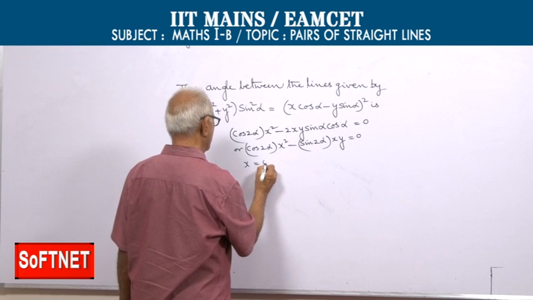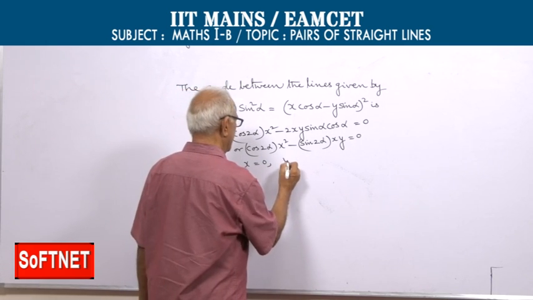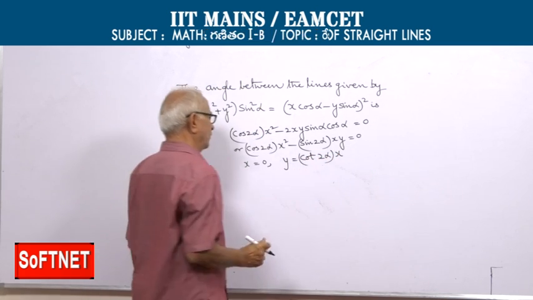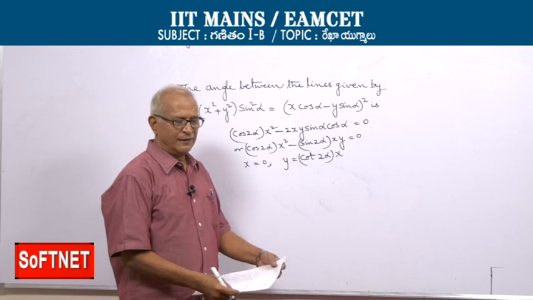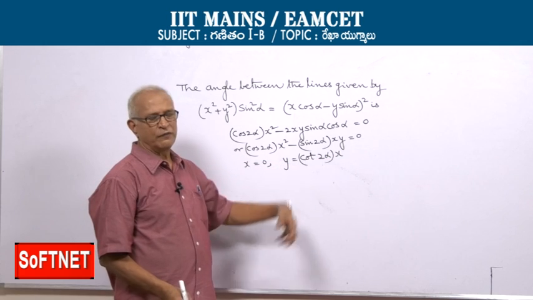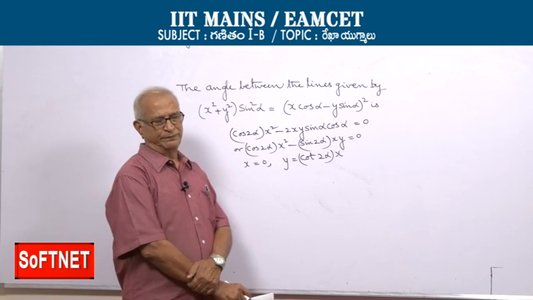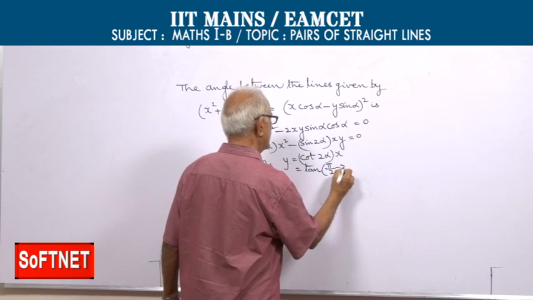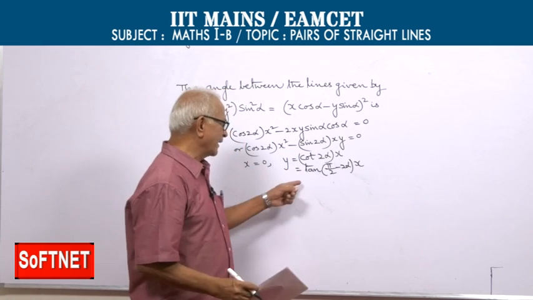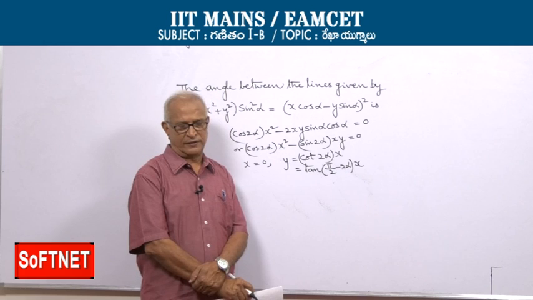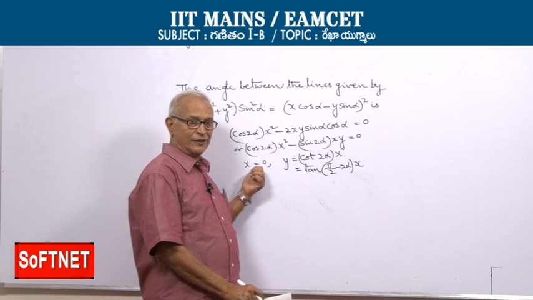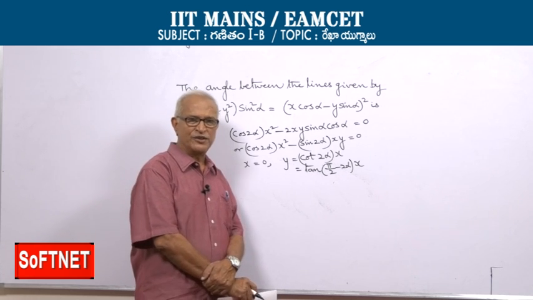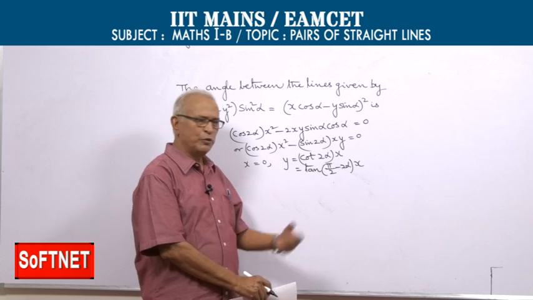So one line is x equal to 0, the other line is y equal to cot 2 alpha into x. Y equal to cot 2 alpha into x, that is, the slope is cot 2 alpha, that is tan of pi by 2 minus 2 alpha into x. So this makes an angle pi by 2 minus 2 alpha with the positive x axis, and this is the y axis. So when the second line makes an angle pi by 2 minus 2 alpha with the positive x axis, what is the angle made by the same line with the y axis? 2 alpha. Therefore the angle between the two lines is 2 alpha.